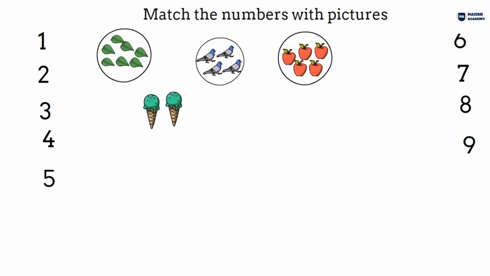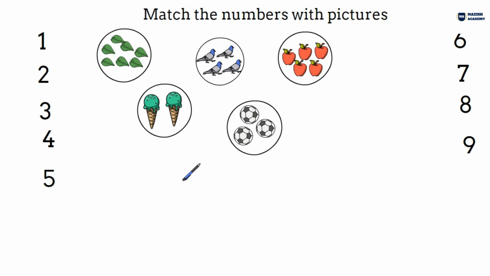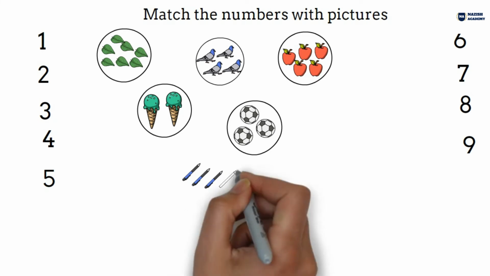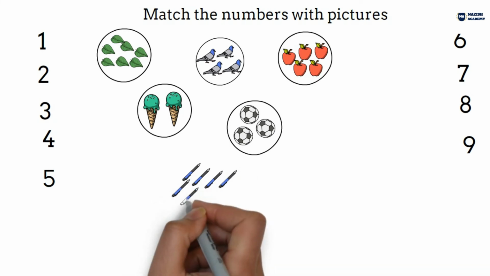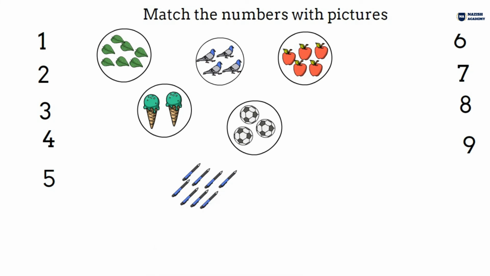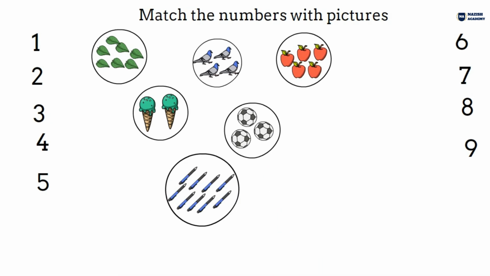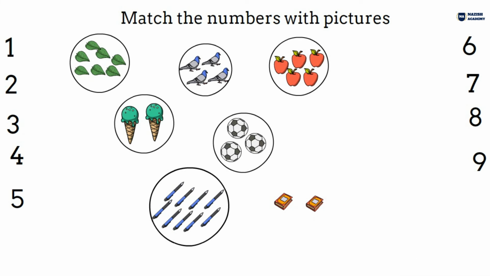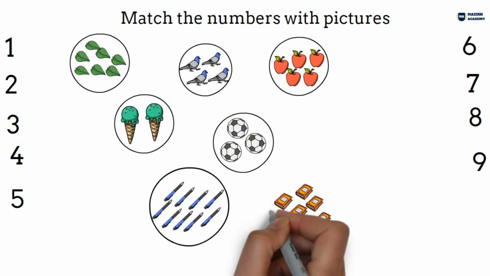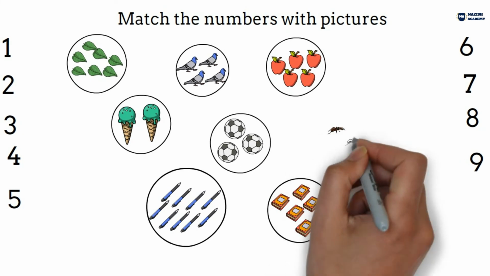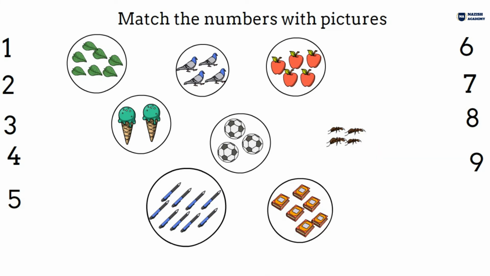Ice cream. It's so yummy. 2 ice creams. 1 football, 2 footballs, and 3 footballs. 1, 2, 3. 4, 5, 6, 7, 8, and 9 pens. 1, 2, 3, 4, 5, 6. 1 ant, 2 ants, 3 ants, 4 ants, 5 ants, 6 ants, 7 ants, and 8 ants. Yes, let's match.